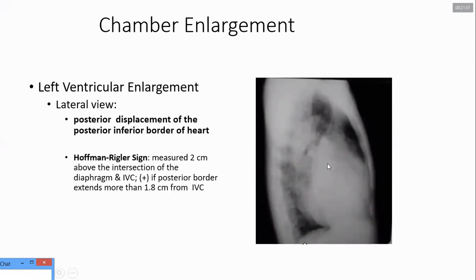Similarly, on lateral view, there is posterior displacement of the posterior inferior border of the heart. The left ventricle is located posteriorly and inferiorly, so the border formed by this left ventricle is more prominent and is displaced more posteriorly and inferiorly. So always keep this in mind.